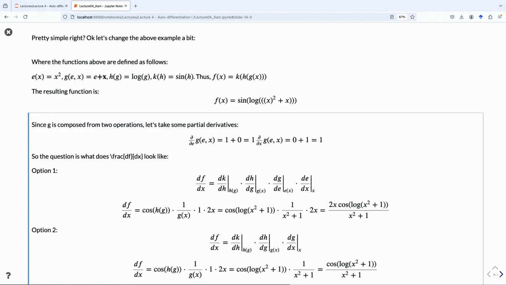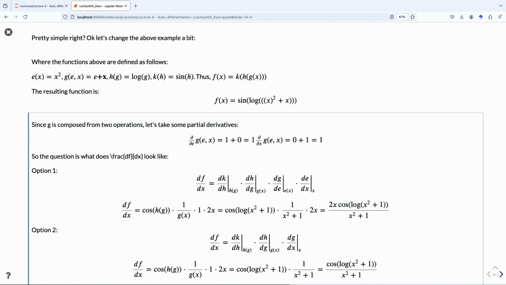Or we could skip dE/dx altogether. We could simply take df/dx, and then multiply that by dk/dh times dh/dg times dg/dx. And we get df/dx is equal to cosine of log x squared plus 1 over x squared plus 1. Okay? So we got two different options for the gradient of f with respect to x.